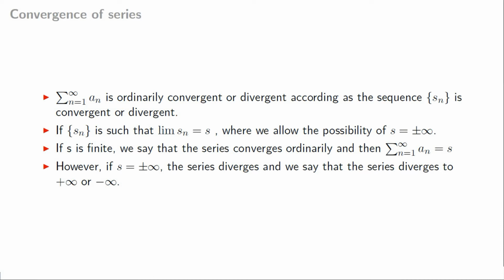If S is finite, we say that the series converges ordinarily, and then the summation of An, where the range of the summation is from 1 to infinity, is S. However, if S is plus or minus infinity, the series diverges, and we say that the series diverges to plus infinity or minus infinity.